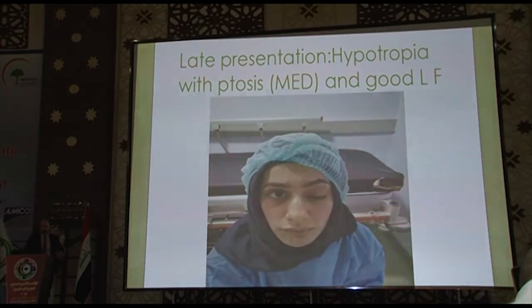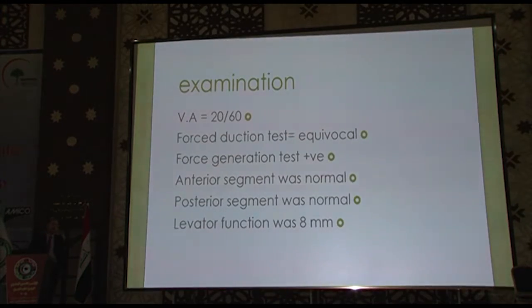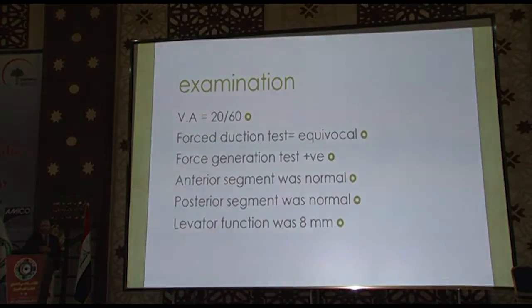The second case is a late presentation of a patient with hypotropia and ptosis, but fortunately with better, good levator function, or at least fair. You can do something for her. On examination, this patient was amblyopic, slightly. The forced duction test was equivocal at that time. The forced generation test is positive. Anterior and posterior segments are normal. Levator function is above 8 millimeter.